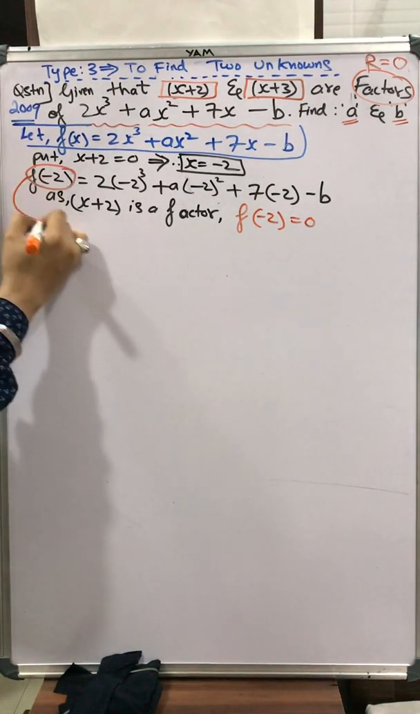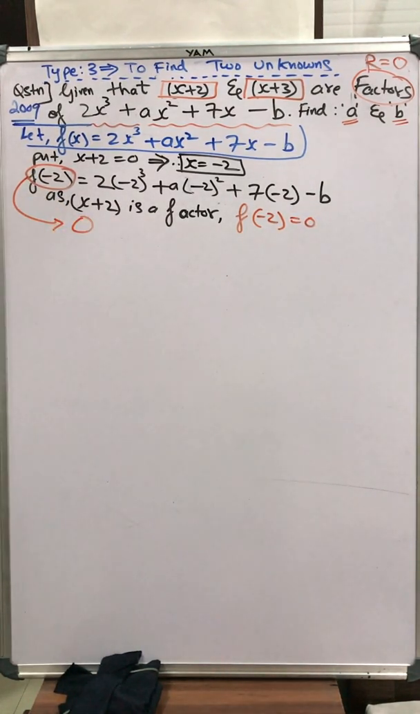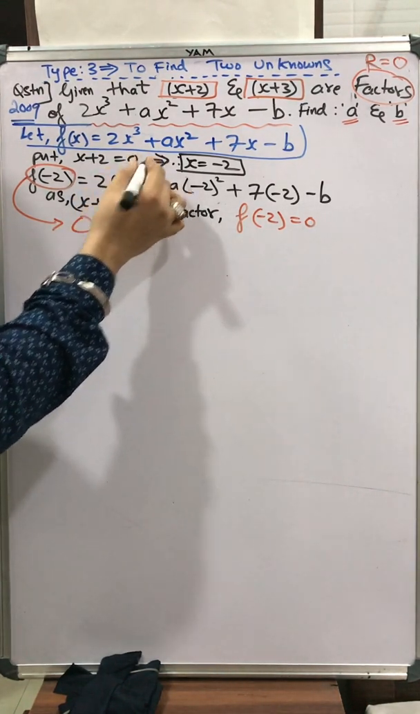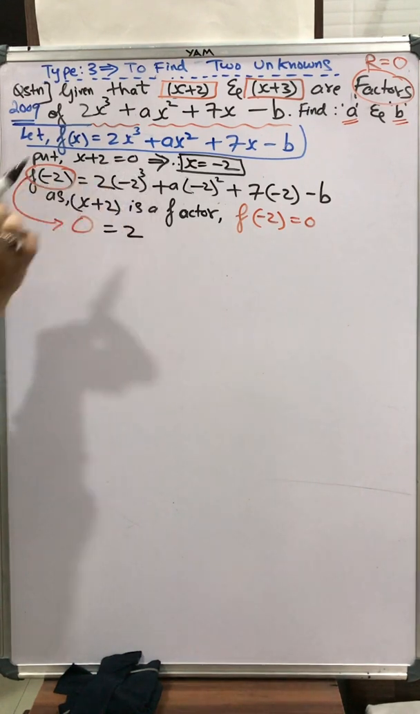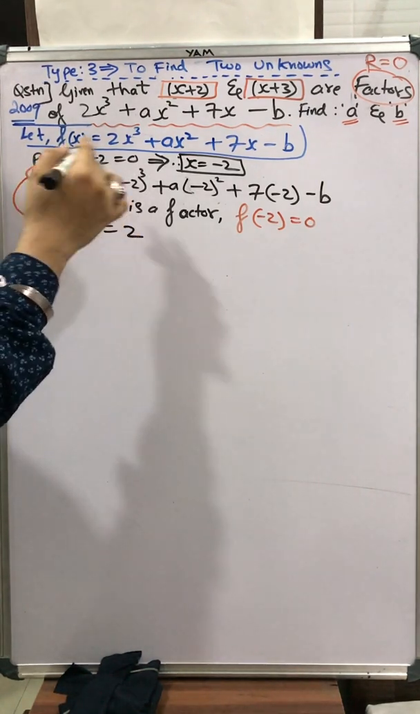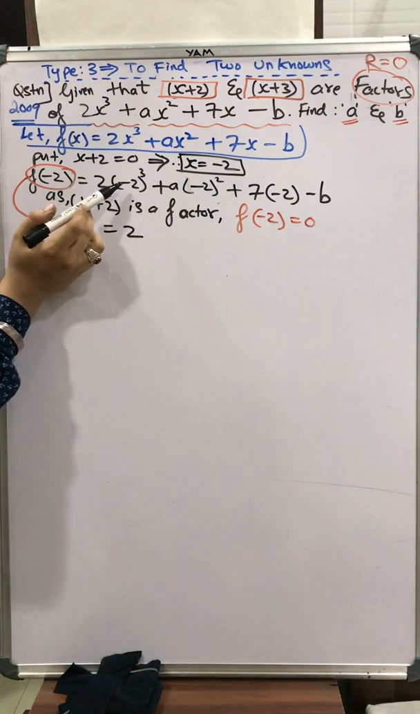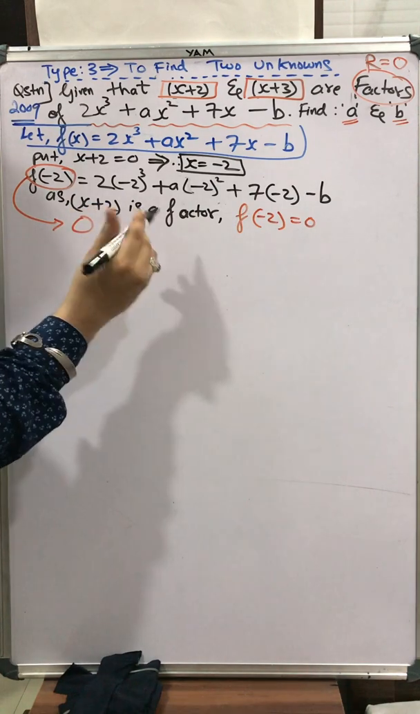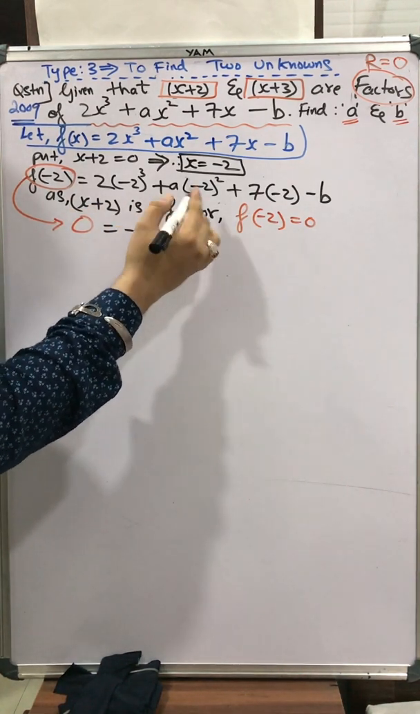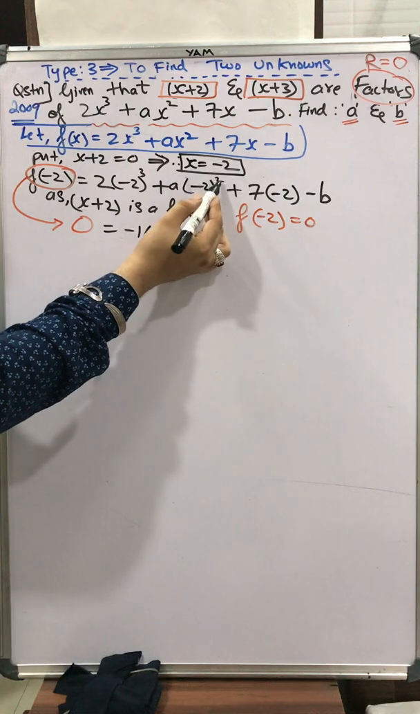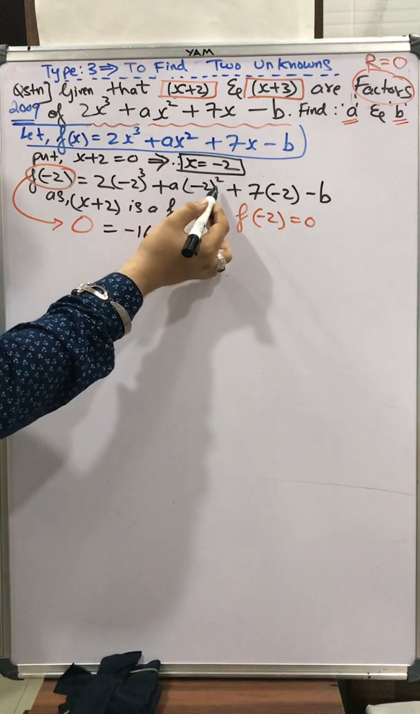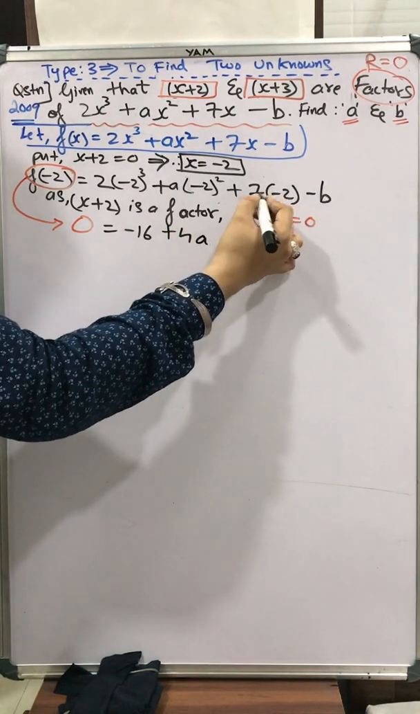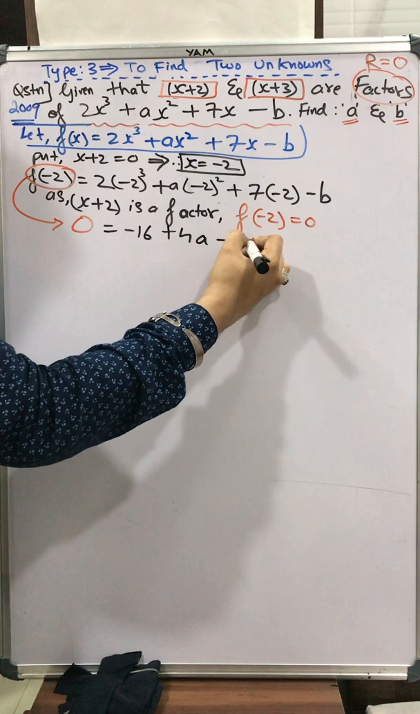So in place of f of minus 2, I'll write 0. 0 is equal to 2 as it is, 2. Minus 2 cube: we have a negative number and an odd power 3, so minus will remain. 2 2s are 4, 4 2s are 8, it will become minus 8. Be careful. Minus 8 multiplied by 2 is minus 16. Minus 2 square: a negative number but even power, so it is plus 4. 4 into a is plus 4a, and plus 7 multiplied by minus 2 is minus 14, minus b.